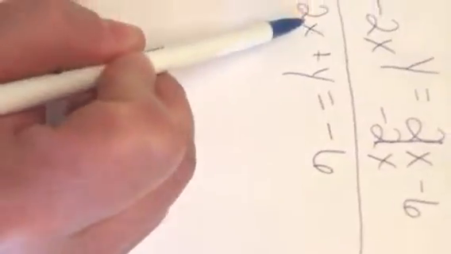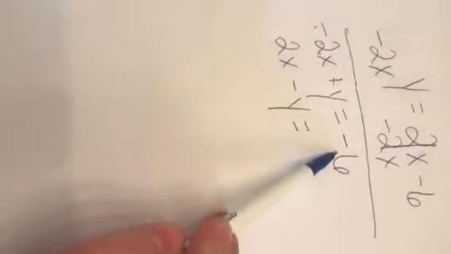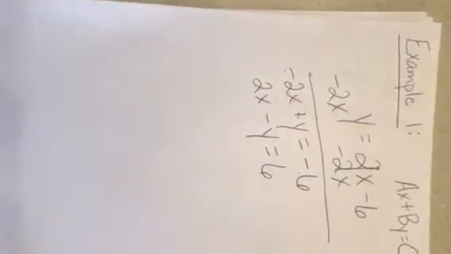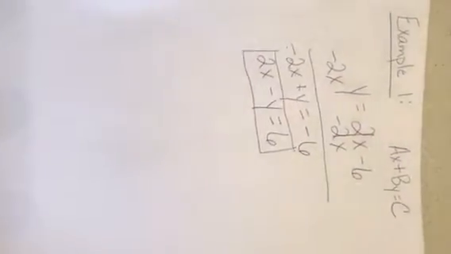Well, if I remember back from my notes, it said to multiply every term by -1. Negative 2x times -1 is positive 2x. Y times -1 is negative y. And -6 times -1 is 6, because a negative times a negative is a positive. And now my equation is written in standard form.